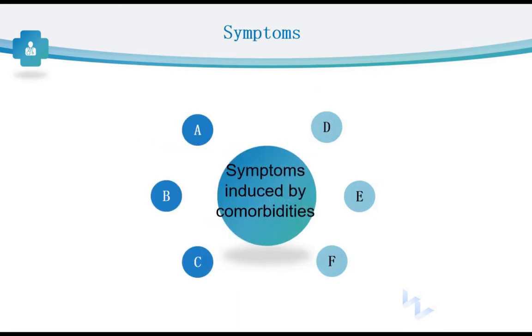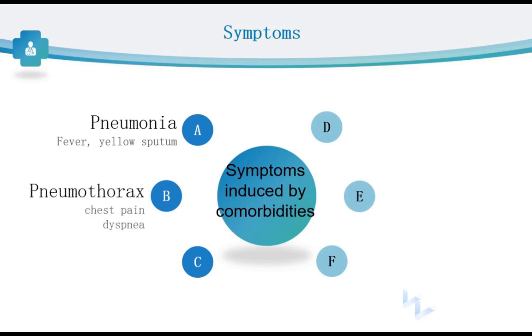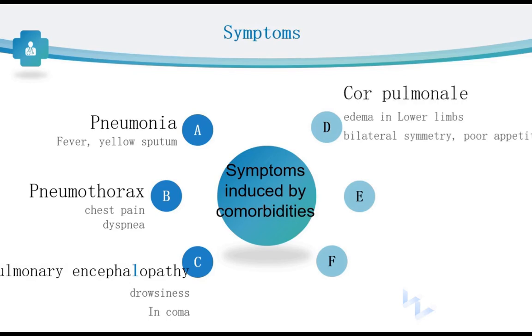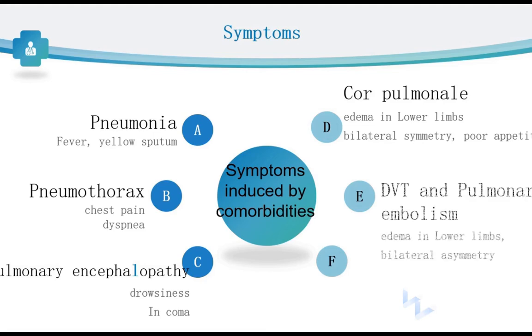The second group of symptoms is the symptoms induced by comorbidities. For example, if the patient has pneumonia combined with COPD, the patient is likely to get fever and yellow sputum. And if the patient has cor pulmonale combined with COPD, the patient is likely to get edema in the lower limbs and poor appetite, and so on. So, that is the second group of the symptoms.